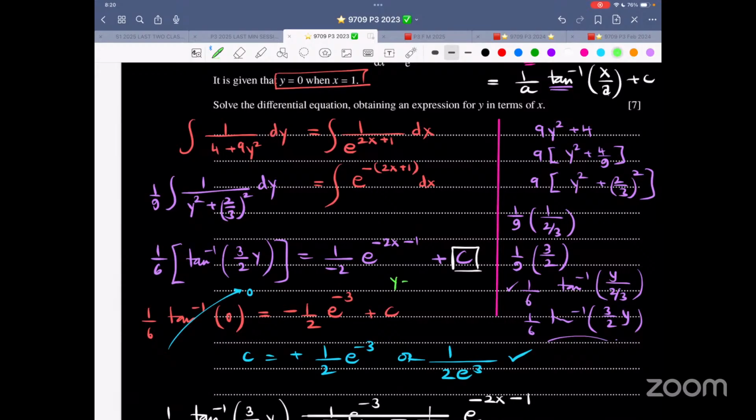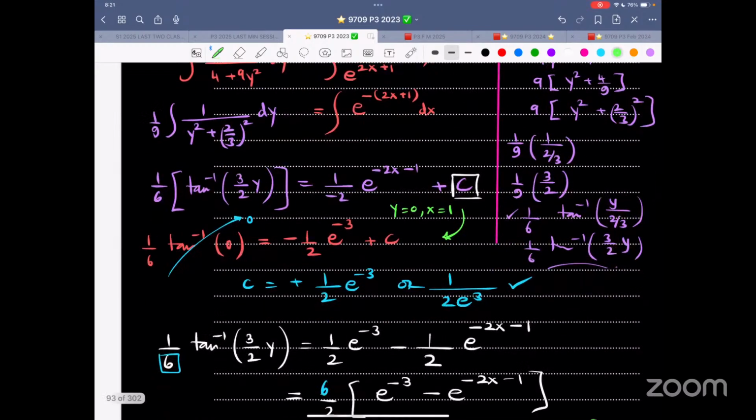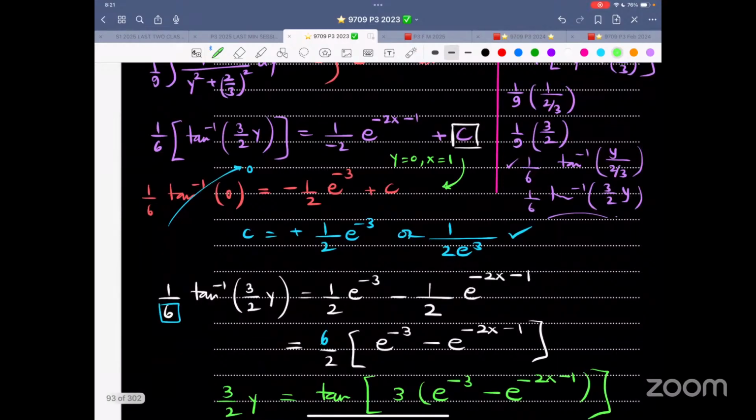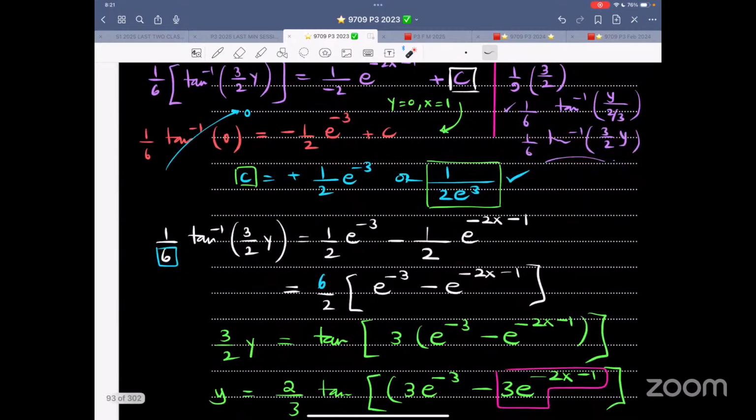Y is 0, x is 1, and then we proceed to find c, and c comes out to be this thing. So now this is 1 over 6 tan inverse 3 over 2y minus half e raised to power of this thing plus the constant of integration c. So that is the c. The c is written first.